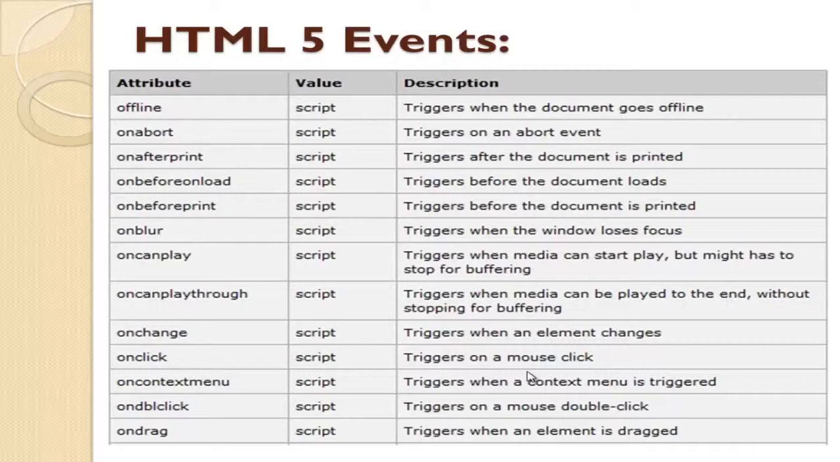Onabort triggers on an abort event. Onafterprint triggers after the document is printed. The speciality of this attribute is that whenever the user has printed the document, if you want the user to go to any other page or to do some event after the document gets printed, you can use this attribute.